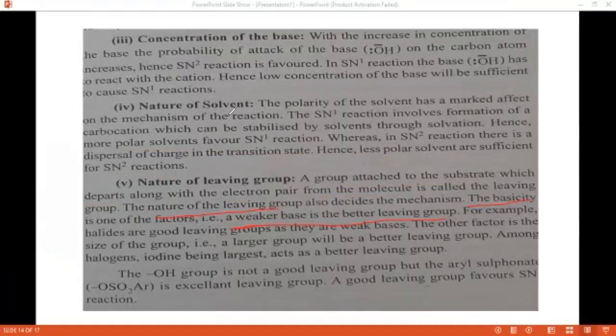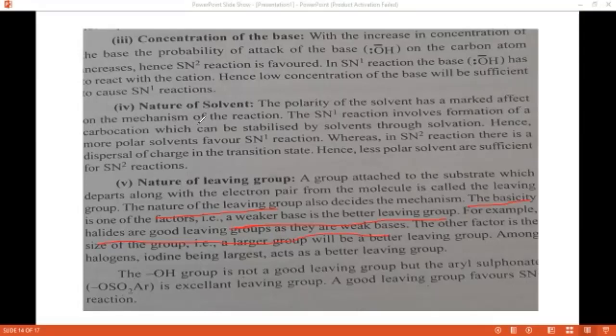For example, halides are leaving groups. All the halides, that is fluoride, chloride, bromide and iodide, are good leaving groups because they are weak bases.